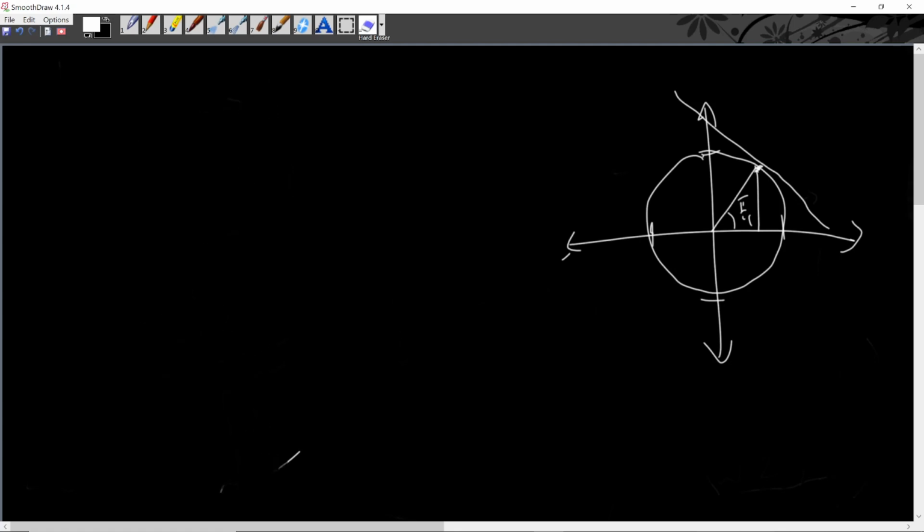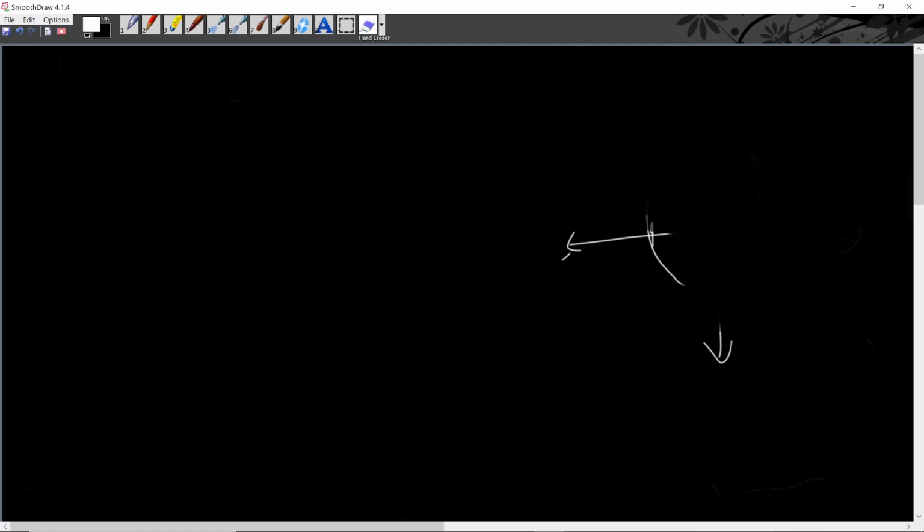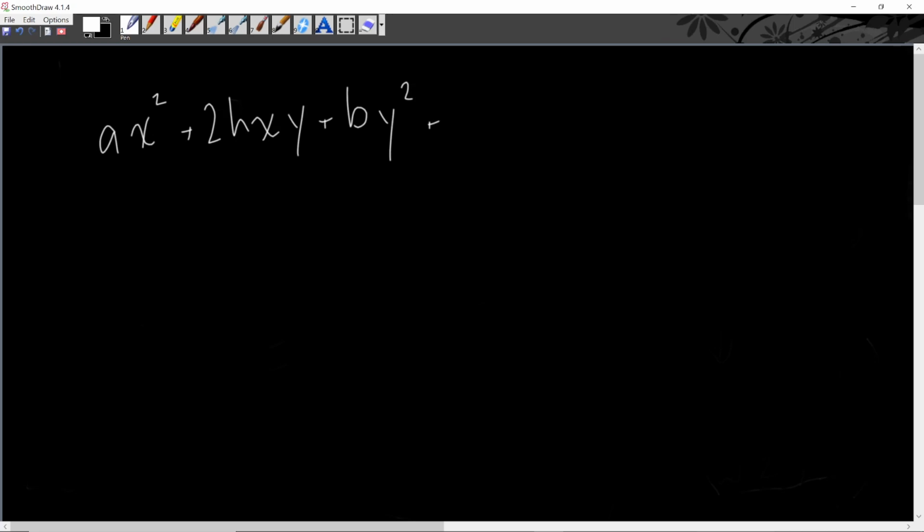So I hope that kind of gives an idea of what we're going to be doing, but if it doesn't, don't worry, we have a bunch of examples to work through. So now let's go to our weirdly difficult first one, and that is ax squared plus 2hxy plus by squared plus 2gx plus 2fy plus c equals 0.